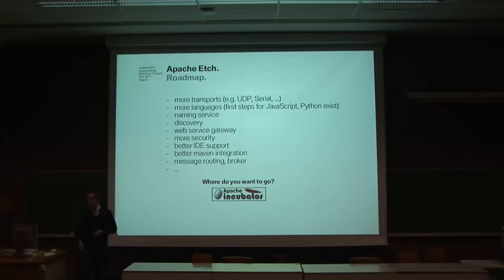You will come up pretty fast with something that you want, a naming service, for example. You want discovery of your services. We have ideas of implementing the discovery of the services with Etch itself. For example, when you have a UDP multicast binding at the very lower level, then you could implement the discovery with the technology itself, which would be pretty nice. You want a web service gateway, you want more security. There is of course some basic security built in, but you probably want more. You want better IDE support, and you can think of various other features that are on the roadmap.